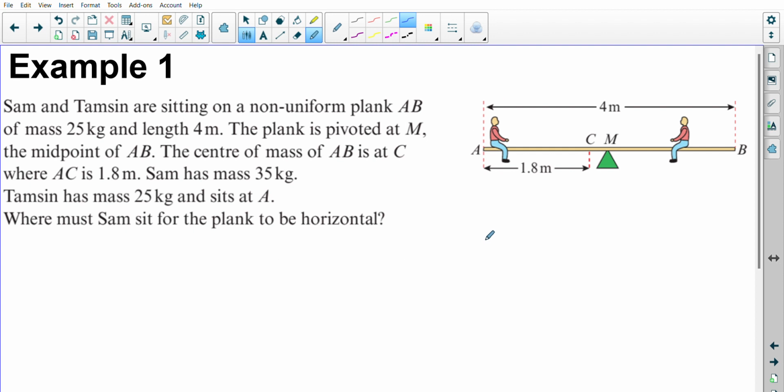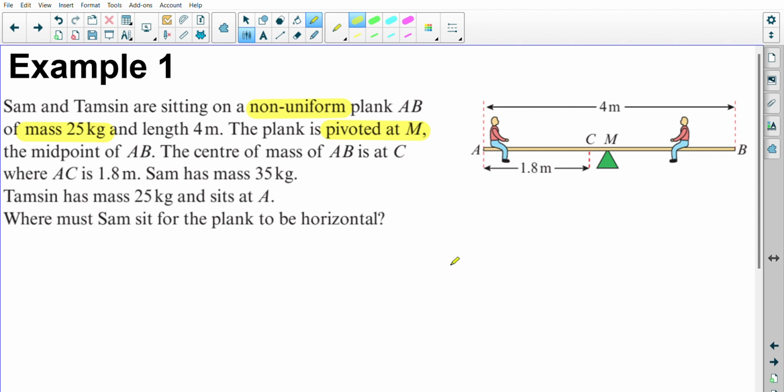It says Sam and Tamsin are sitting on a non-uniform plank. So straight away, I know that the mass is not necessarily at the midpoint. The mass of it is 25 kilograms, but I need to work out where that is. And we're at length 4 now, I can see the 4 metres there. The plank is pivoted at M, so I can see there's a support here. Like a seesaw, it's going to pivot around M.